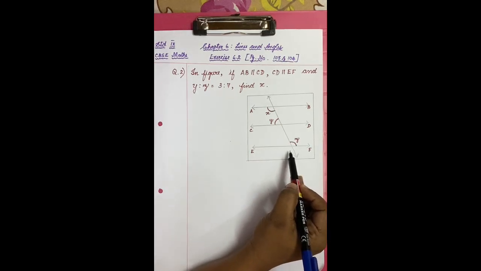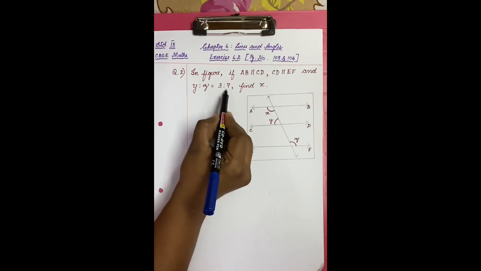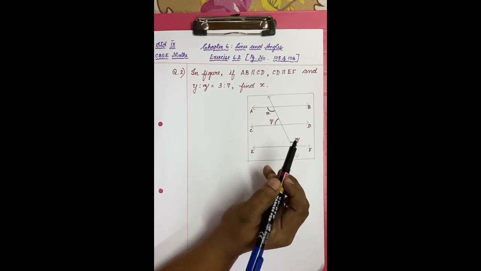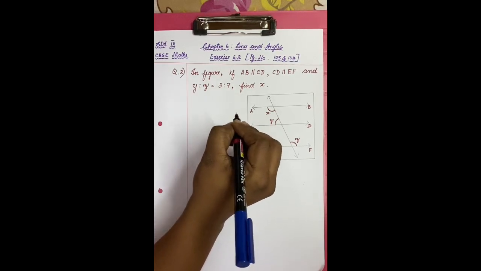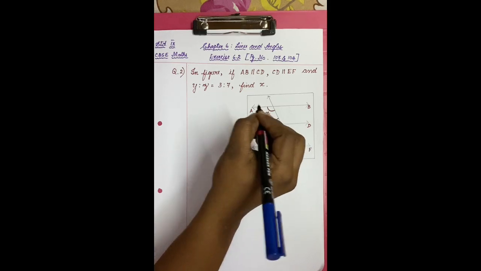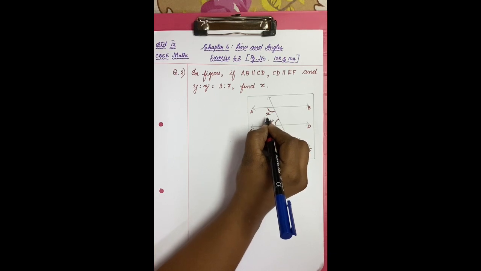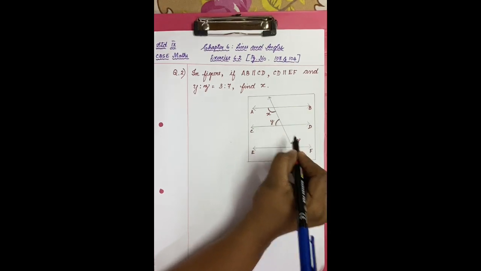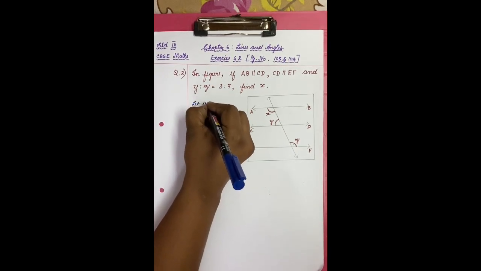What is the other clue given? y is to z is equal to 3 is to 7. So there is a ratio clue given. So y and z are in the ratio 3 is to 7. Whenever there is a ratio problem, we always assume a missing variable, and we use a variable to denote an unknown value. Since x, y, z are already used in this figure, we can use another unknown value. So here I am going to use a new variable for the missing number.